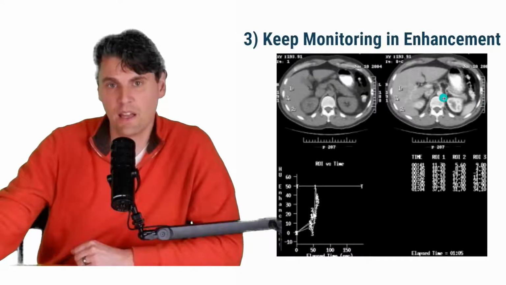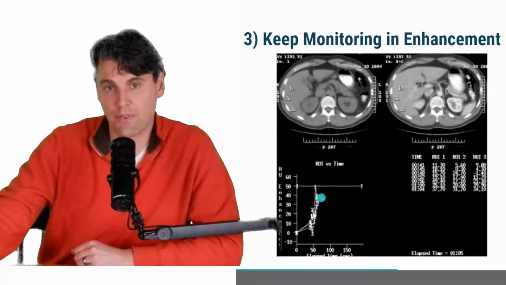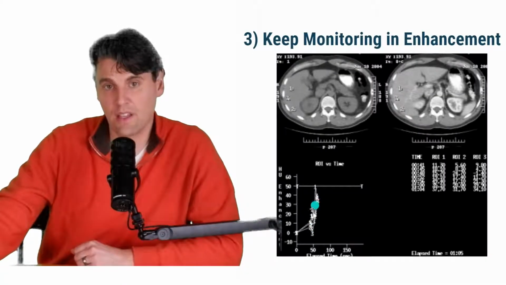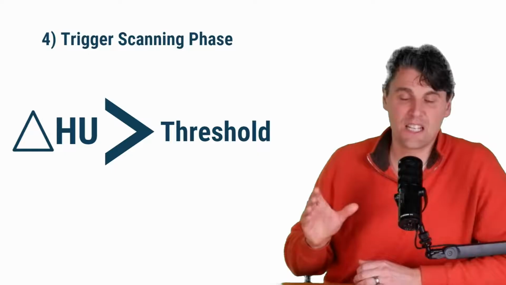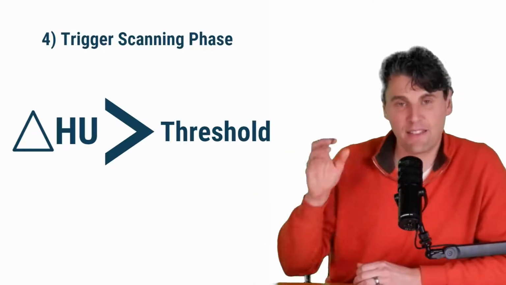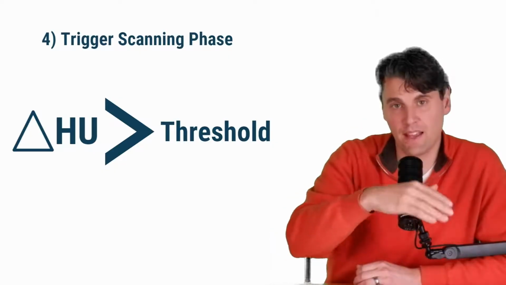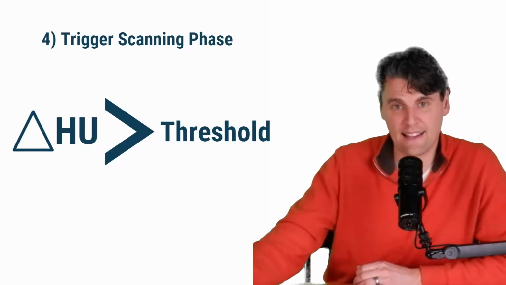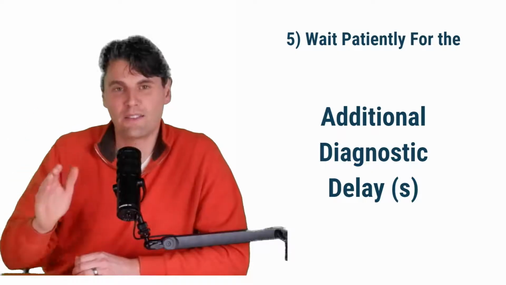And you can see now there's significantly more contrast coming in here. As those regions of interest fill up with contrast, you'll see the values going up as a function of time until they hit the threshold value that was set. In this case, it was 50 Hounsfield units. So once that change in Hounsfield units is greater than the threshold that's set, that's when the scan is going to leave the monitoring phase and go into the diagnostic imaging phase. So that's when we hurry up and wait.